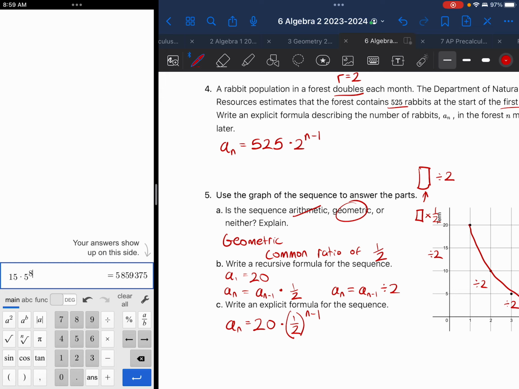And again, there is another formula for this one if you would like. You could have also said this is a sub n is equal to 20 divided by 2 to the power of n minus 1. And that also would have worked. Again, it's more common to see this one because multiplication goes hand in hand with common ratios. This one you can't really see what the common ratio is, but it's technically correct.